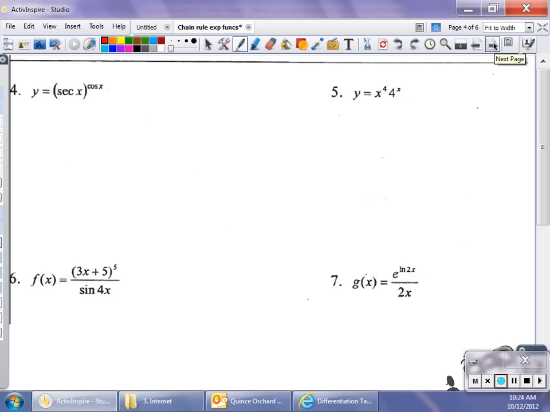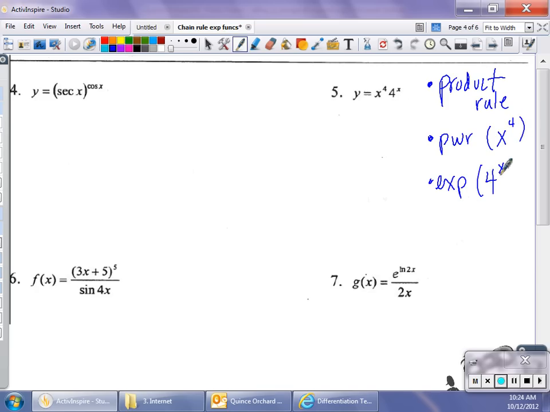All right, let's take a look at how we're going to apply this. And I'd like to start with problem number 5 first. In problem number 5, when you're finding a derivative, remember you're always looking for the right tool for the right job. The first thing I hope you notice is that this is a product, so we're going to need the product rule. And this product is comprised of a power function, x to the fourth, and an exponential function, 4 to the x. So these are all of the derivative tools that we're going to need to find the derivative here.